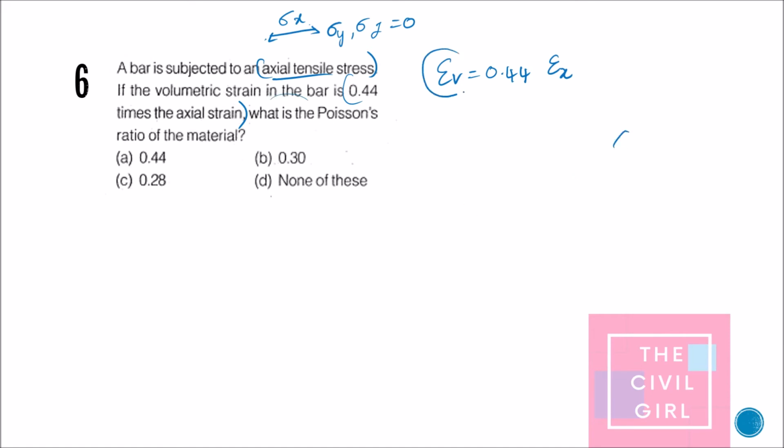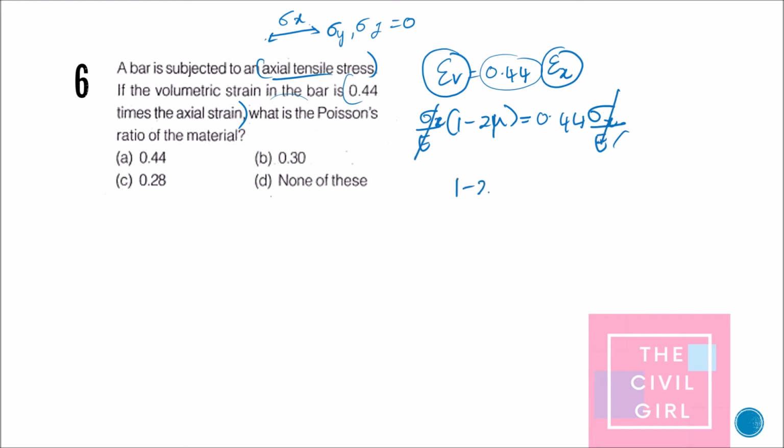We have seen in the first slide what is epsilon v. Epsilon v, that is volumetric strain, is equal to sigma by modulus of elasticity into 1 minus 2 nu, which is equal to 0.44 into axial strain, which can be written as sigma by E, sigma x, since only x is there. So it becomes like this. Sigma by E can be cancelled. So this becomes 1 minus 2 nu is equal to 0.44. So nu is the Poisson's ratio. The answer is 0.28. Next question.